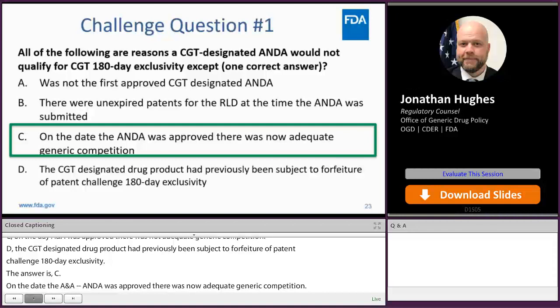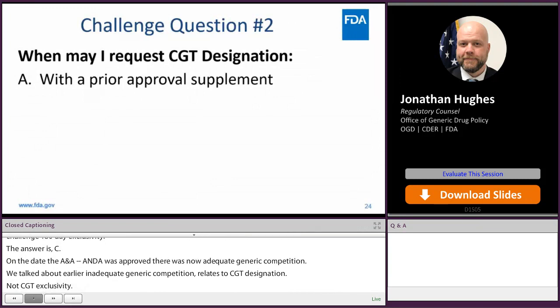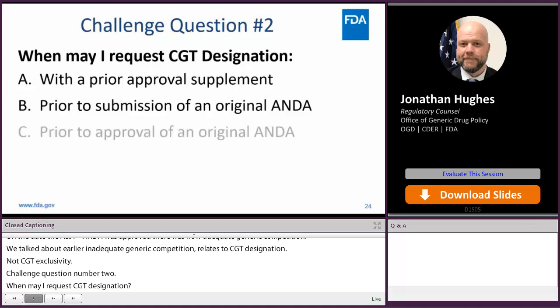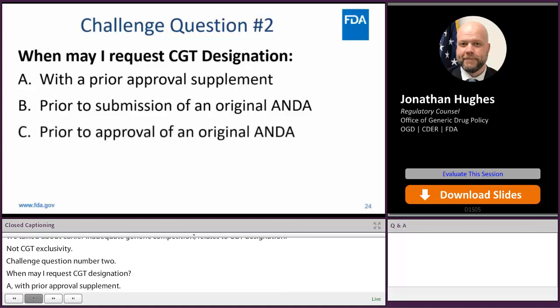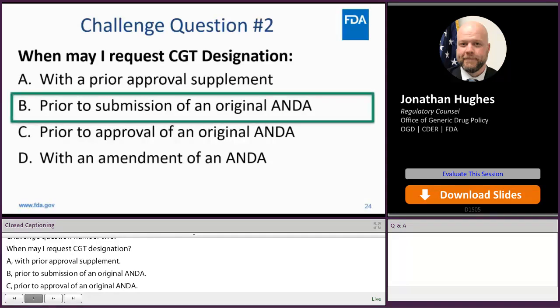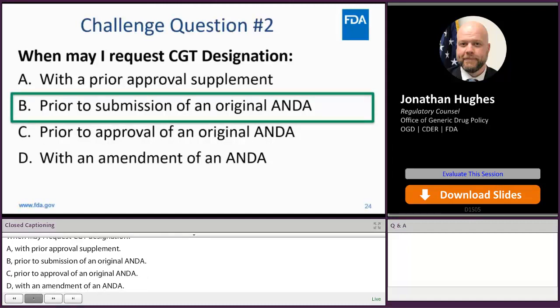Challenge question number 2, when may I request CGT designation? A, with a prior approval supplement; B, prior to submission of an original ANDA; C, prior to approval of an original ANDA; D, with an amendment of an ANDA. And the answer is B, prior to submission of an original ANDA. We noted earlier in our presentation that the request for CGT designation should be submitted along with or prior to submission of your original ANDA.